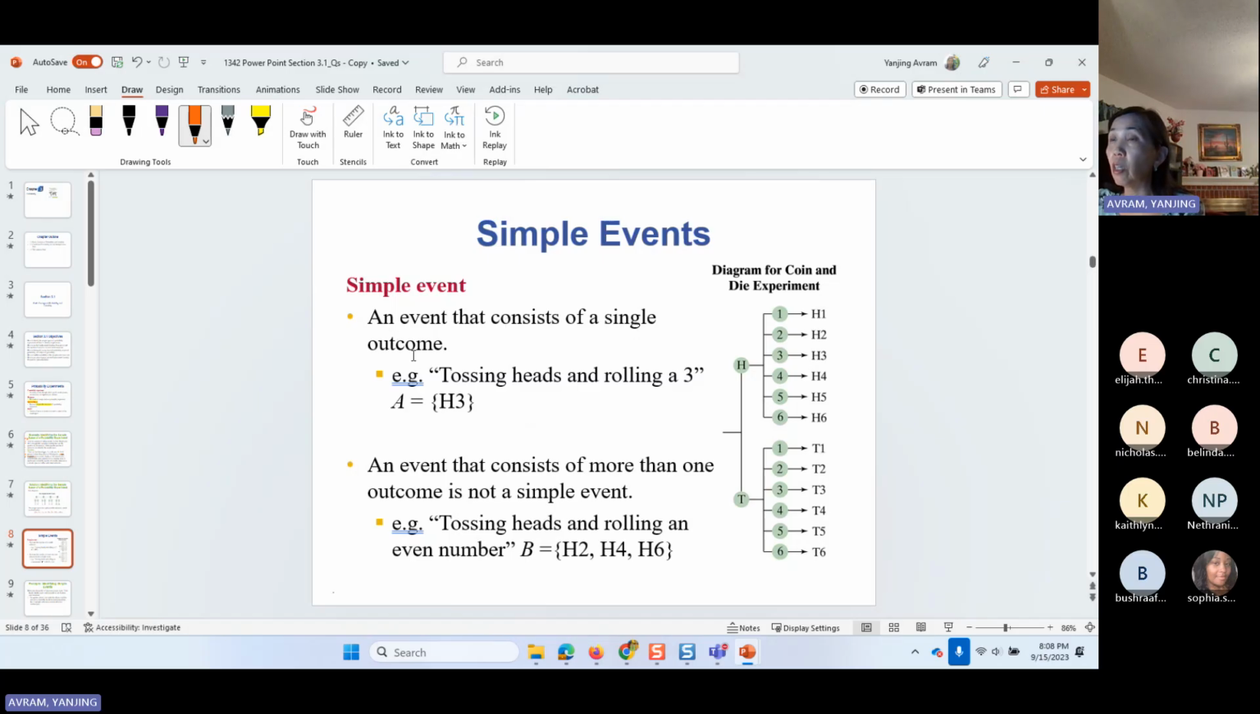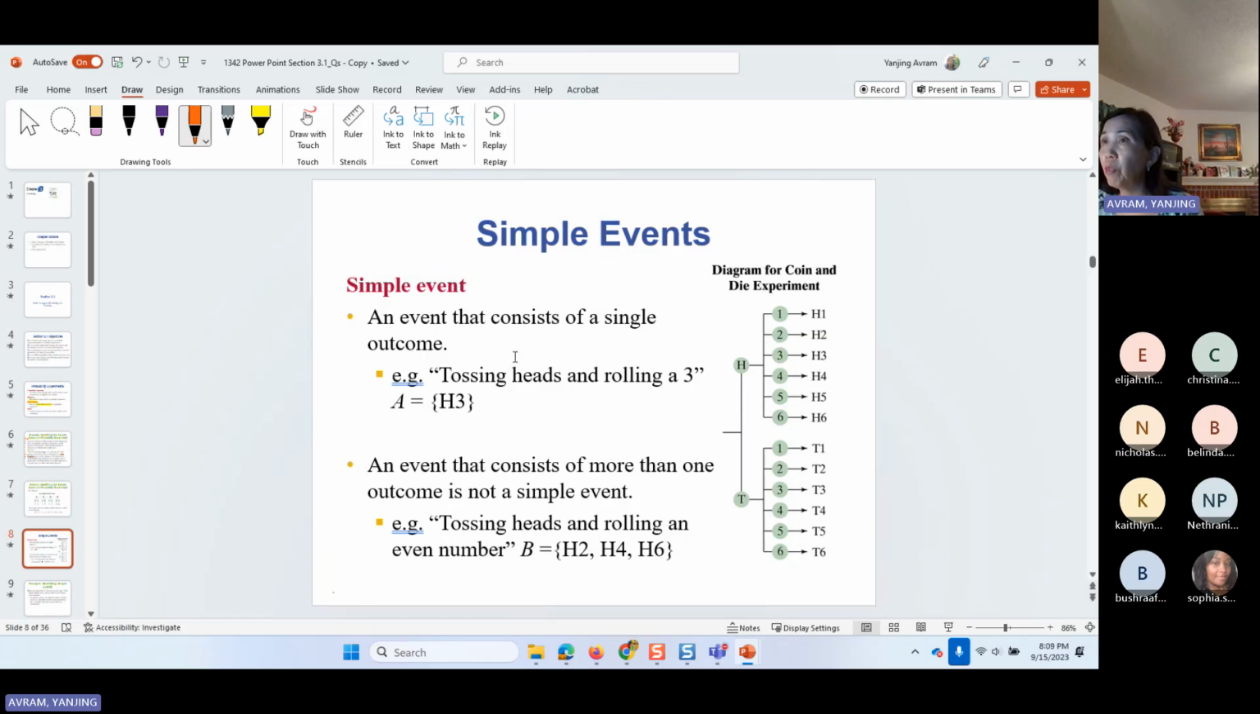An event that consists of a single outcome is called a simple event, right? So only one outcome is a simple event. If the outcome has more than one, it's not a simple event. All right. So tossing a head and rolling a 3, you only have one outcome. So that is a simple event. All right. But if your event consists of more than one outcome, it's not a simple event, right? So tossing a head and rolling an even number. Well, an even number can be 2, can be 4, can be 6. So this has 3 outcomes. So this one is not a simple event, okay?